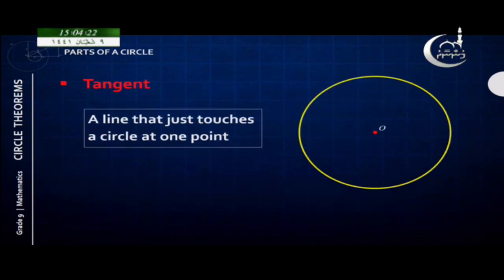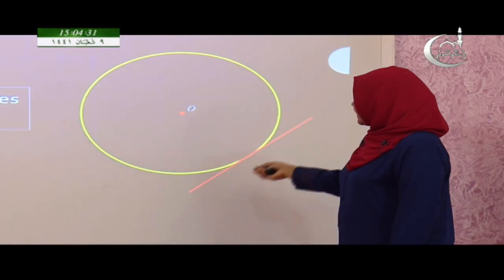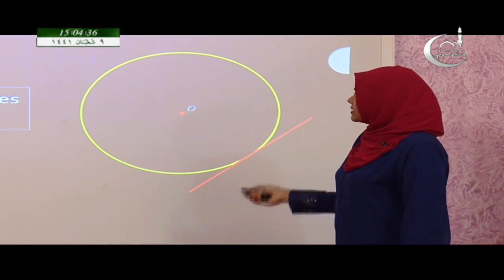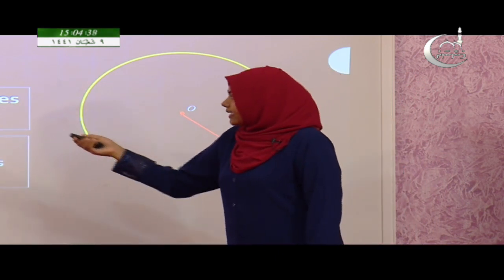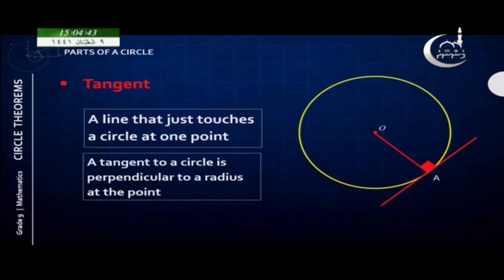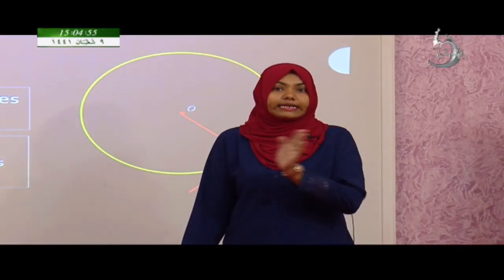Tangent: a line that just touches a circle at a specific point. From here you can see this red line touches only one specific point on the circumference. It is very important that you understand that if a tangent touches the circle, it will always be perpendicular to the radius, and perpendicular is always shown as 90 degrees.